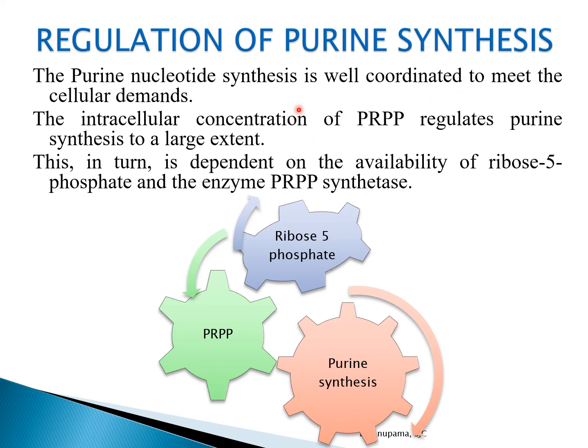The purine nucleotide synthesis is very well coordinated to meet the cellular demands. The intracellular concentration of PRPP regulates the purine synthesis to a larger extent, and this in turn is dependent upon the availability of ribose 5-phosphate and the enzyme PRPP synthetase. So if these are present, then purine synthesis will be taking place.